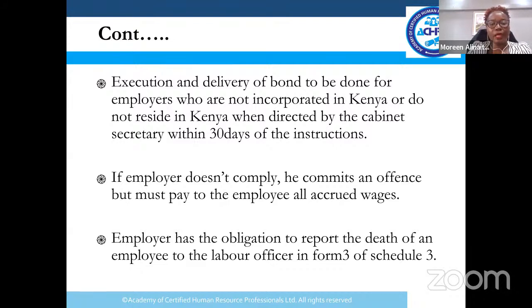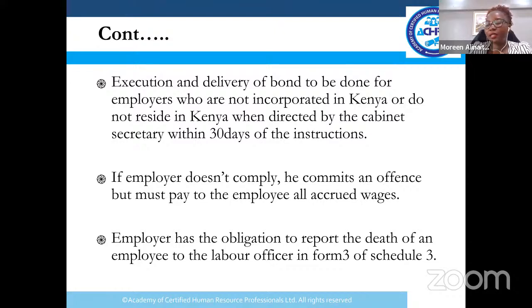For example, if you are giving security for employing foreigners, okay? There are some people who are employing foreigners, or they are employing children. We'll be discussing that issue of children, because most of you maybe are wondering, how can you talk about children when it comes to employment? We will also be discussing it in the rules, because it provides for that. Some people are expected to sign a bond and deliver it to the cabinet secretary. It must be done within 30 days, okay?